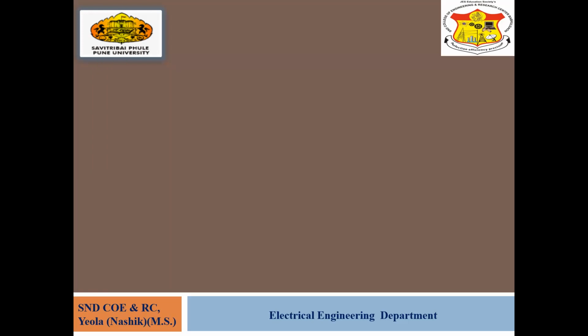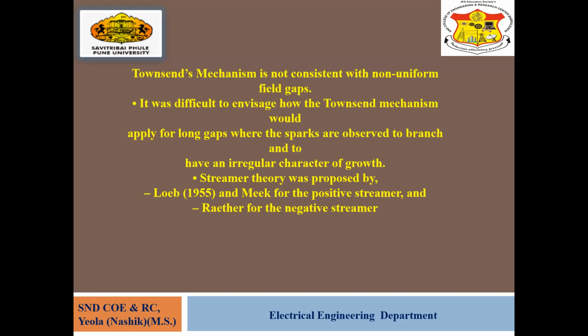When we have seen the breakdown in gases, we have seen that there are uniform fields and non-uniform fields. When PD is less than 1000, the Townsend theory is applied to the uniform field. Here P is the pressure and D is the distance between the gap, the distance between the electrodes. So when we see the Townsend theory, we see the uniform field.